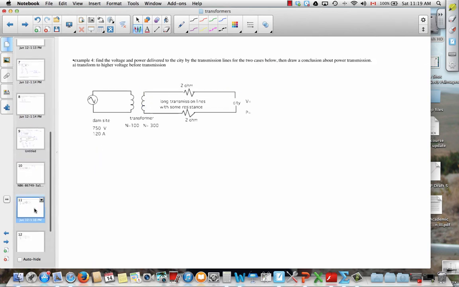Now, if we just do a numerical example, let's imagine that we use a fairly modest transformer ratio. So 100 to 300, that's a factor of 3. So we expect that right here, the secondary voltage in the transformer is going to go up by 3, and the secondary current will go down by 3. Let's just substitute that into the transformer equation.